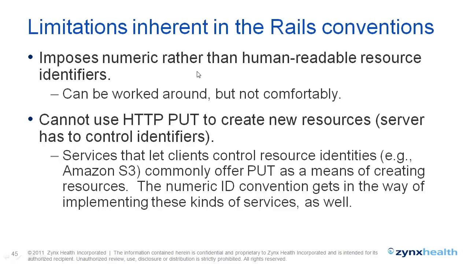For example, on a blog or a journalistic site, the story or the post might be expressed in the URL as a canonicalized representation of the story title, and that's a very common convention actually, but using the Rails conventions, that's hard to do. You have to work around the routing, and that's not comfortable. And also, as I was pointing out with the asterisk earlier, it makes it impossible to use put to create new resources.